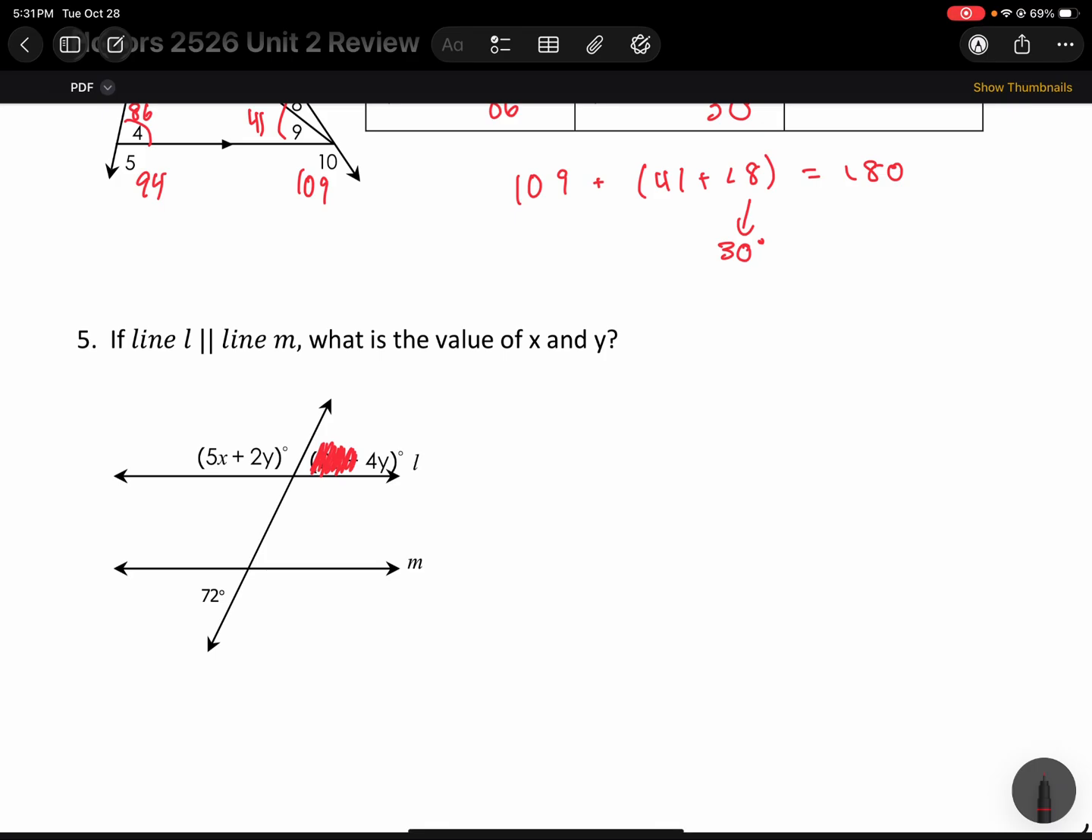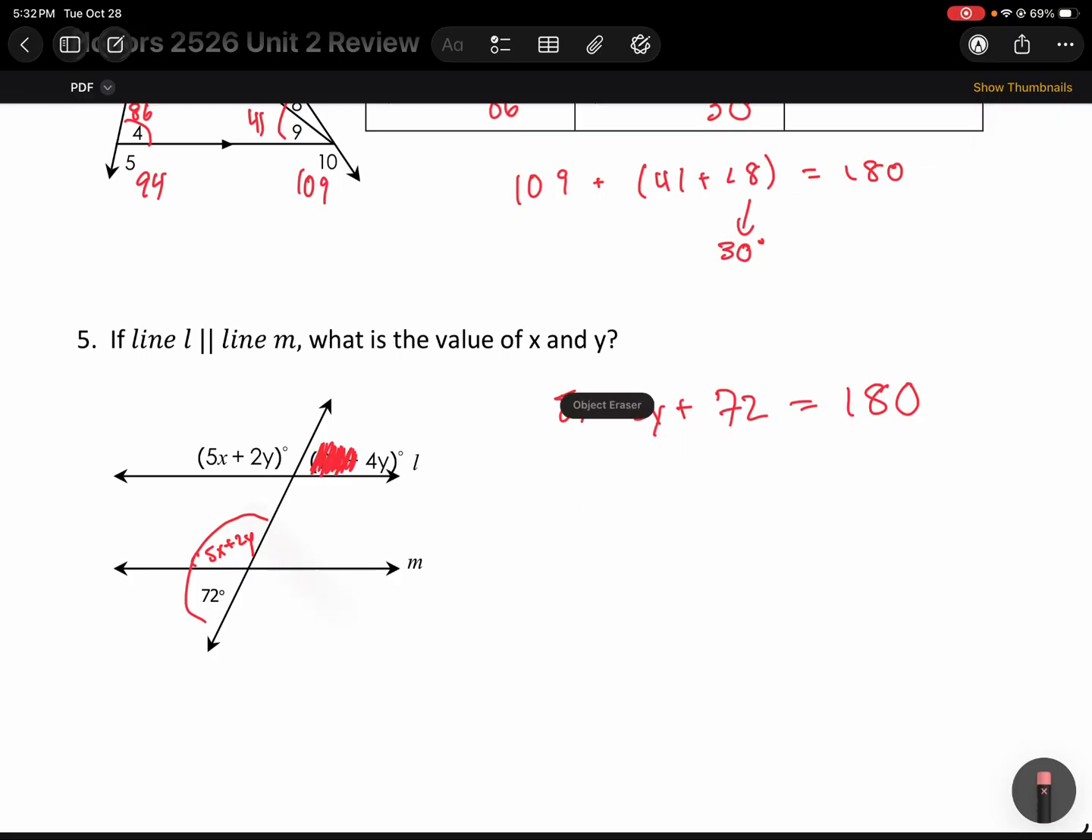Okay, so this one, you can really go in any direction you want. These are supplementary, but then you would have to add your x's and y's together. So instead of doing that, we're going to say that these are supplementary because these are corresponding. So I can say this is 5x plus 2y, and then these are supplementary. So then 5x plus 2y plus 72 degrees is equal to 180. Oh, wait, sorry, what am I doing? I still have to solve for x and y.